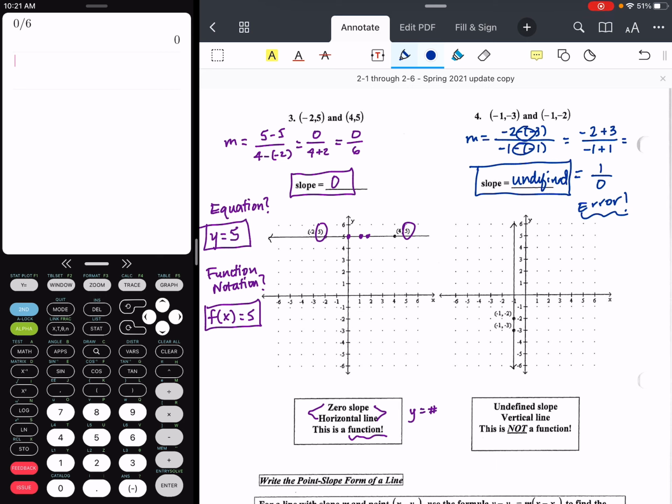And this would not be a function. This would not pass the vertical line test, right? So if I draw a vertical line here, I'm obviously intersecting my graph at multiple points. So this is not the graph of a function.